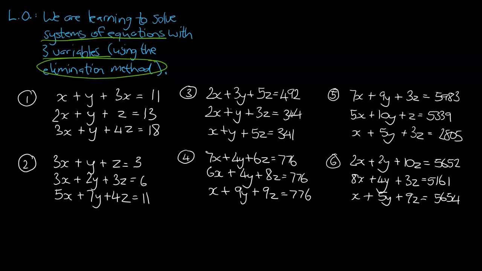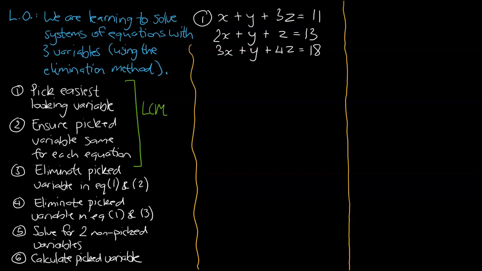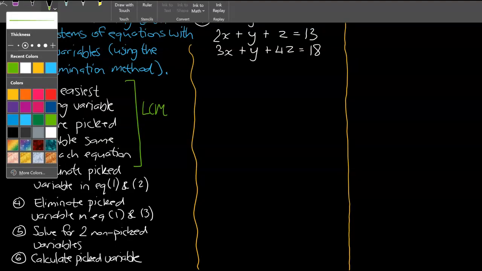To help us navigate through these questions, I'll have this 6-step process that you can see on the left-hand side of our screen. I'll have this on the screen at all times, and we'll chat about each of the steps as we navigate through our questions. So I've got question number 1 on the screen, and I'm just going to change to the green pen.